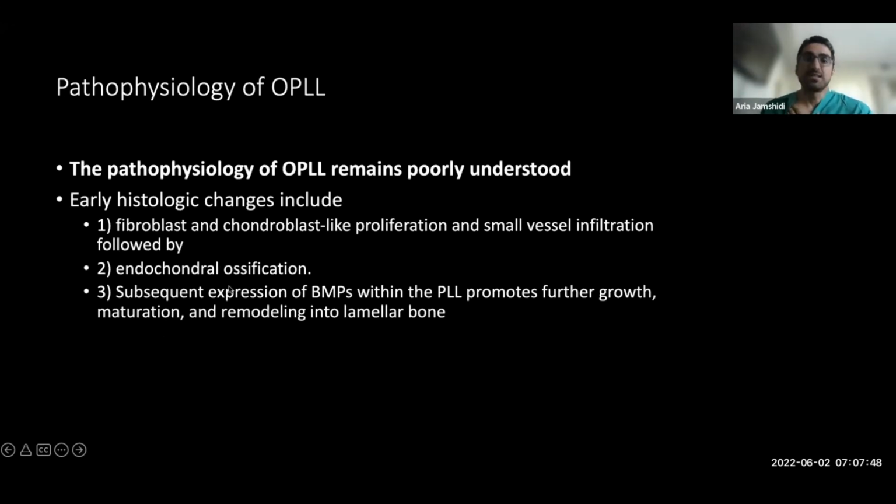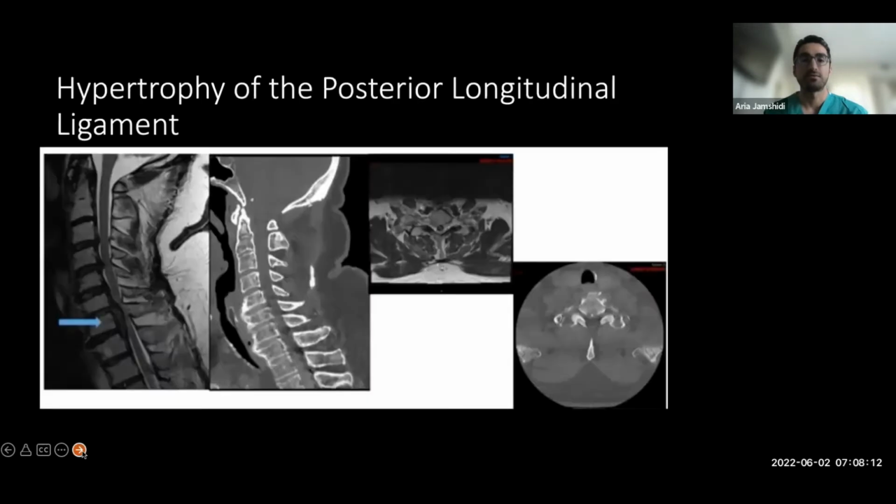So in terms of the histologic changes that happen in OPLL, it still remains poorly understood, but it's believed to first begin as hypertrophy of the ligament, and then endochondral ossification ensues, and then it's thought that subsequent expression of BMPs within the PLL promotes further growth, and then forming lamellar bone.